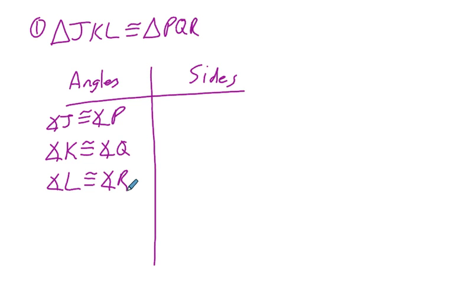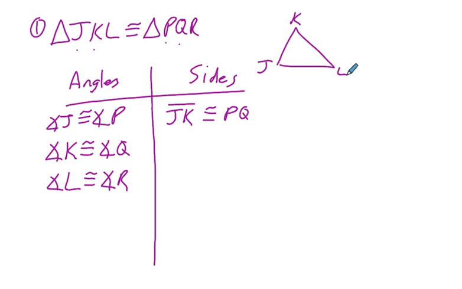Sides, you kind of do the same way, in that if I have side JK of this triangle, my first two letters, that's going to be congruent to side PQ, my first two letters. Now if we draw these triangles out and label them, let's just say J, K, L, and then here we have P, Q, R. It kind of makes it a little bit easier to see the sides.